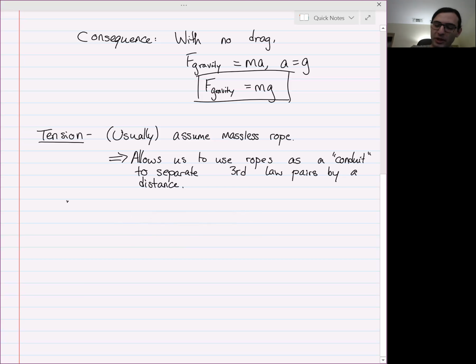The important part that I wanted to mention is that it's like the transitive property. So when we use ropes as a conduit to separate these third law pairs, it's not always the case that the third law pairs are equal and opposite anymore. They're always equal in magnitude, but they're not always opposite, and that's important. The pair partners, and I'll draw you an example for this.